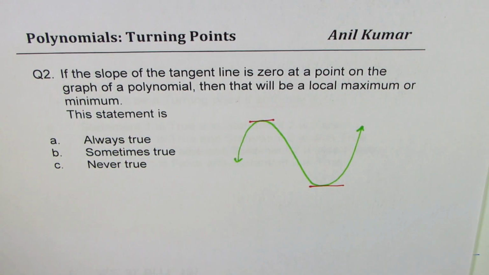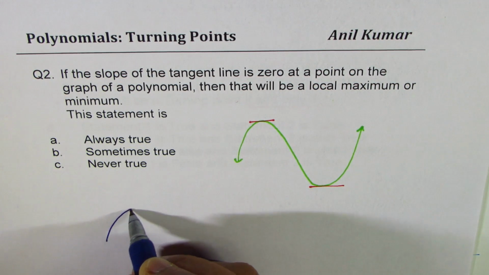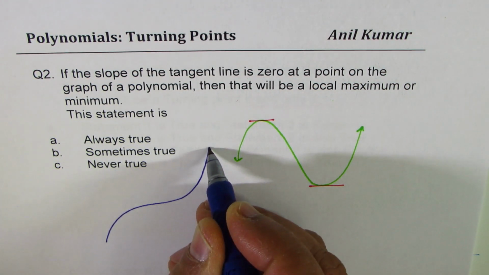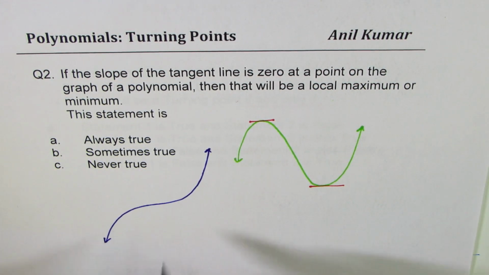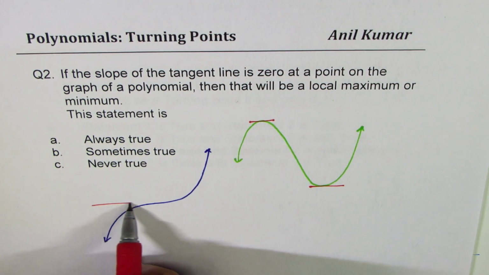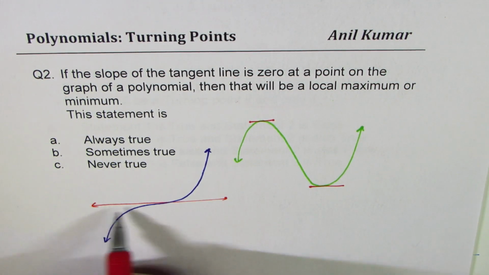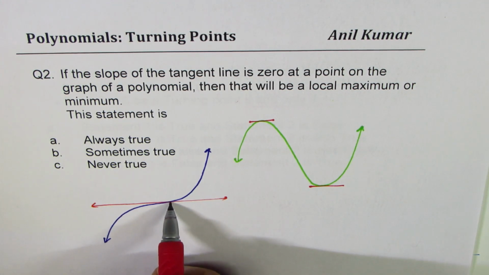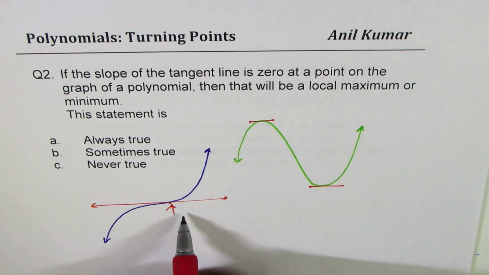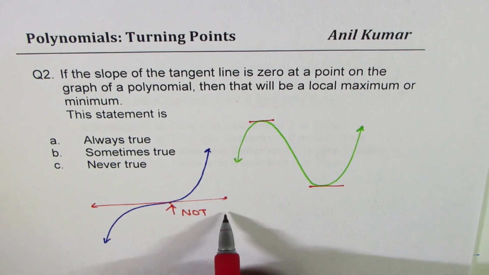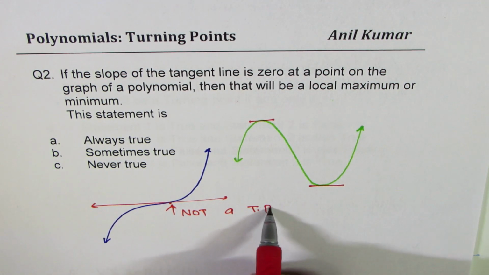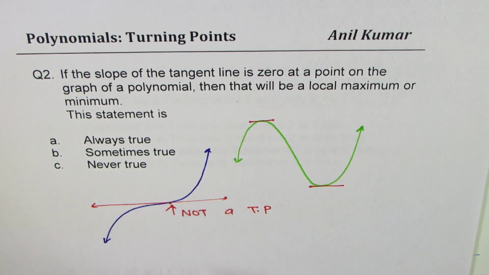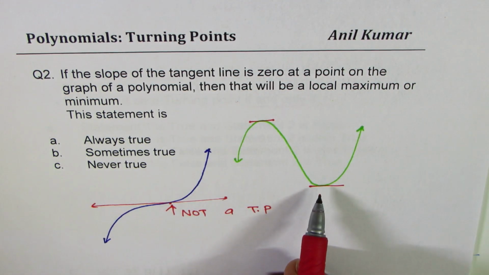However, there are cases where, let's say, we have a cubic function. Let's take this function, right? Now this is a cubic function. Here you will notice that the slope is horizontal, right? But this is not a turning point. This is not a turning point. Do you see that? Slope is horizontal, just as in those two cases.